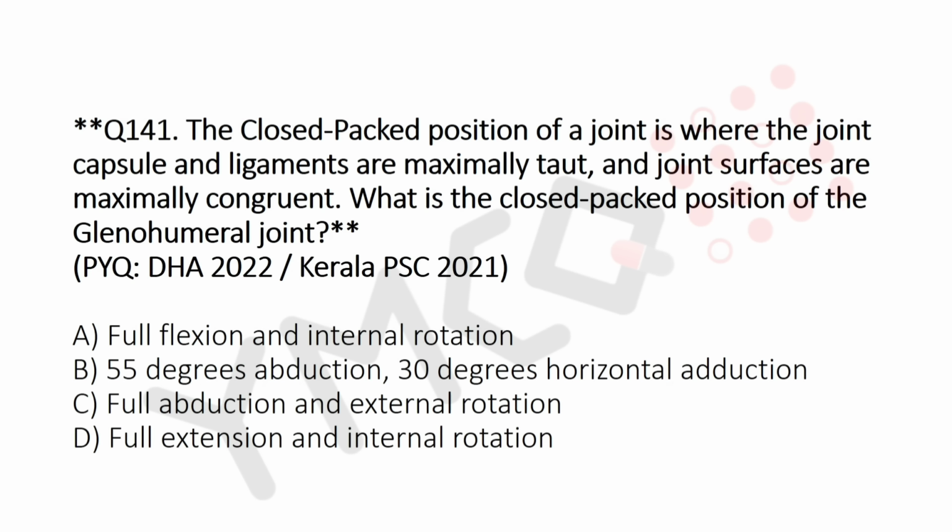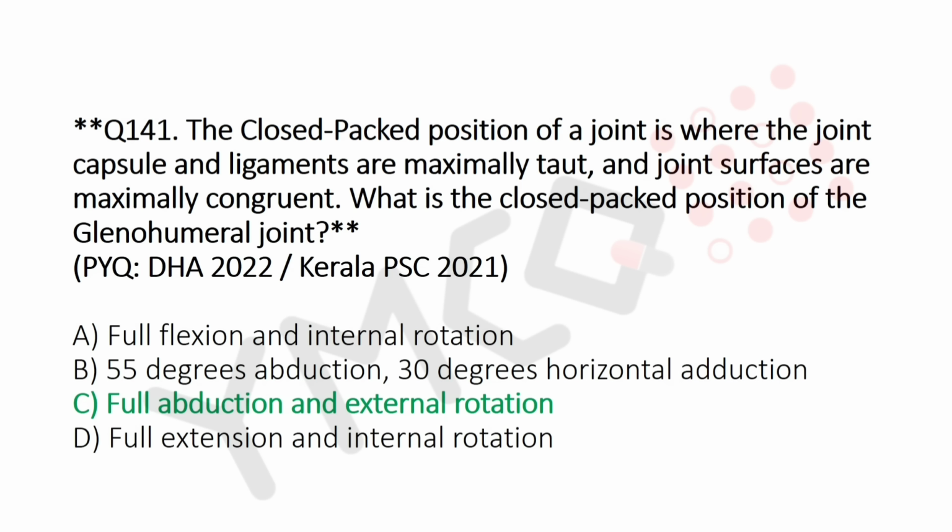The close-packed position of a joint is where the joint capsule and ligaments are maximally taut and joint surfaces are maximally congruent. What is the close-packed position of the glenohumeral joint? Option A, full flexion and internal rotation. Option B, 55 degrees of abduction, 30 degrees of horizontal adduction. Option C, full abduction and external rotation. Option D, full extension and internal rotation. And the answer is option C, full abduction and external rotation.